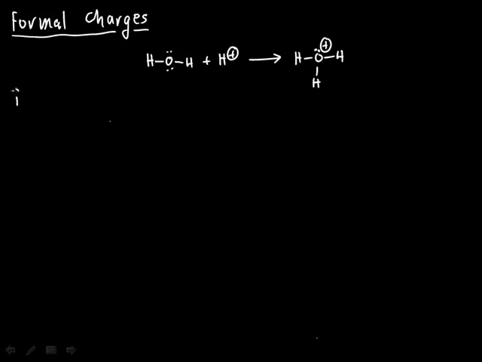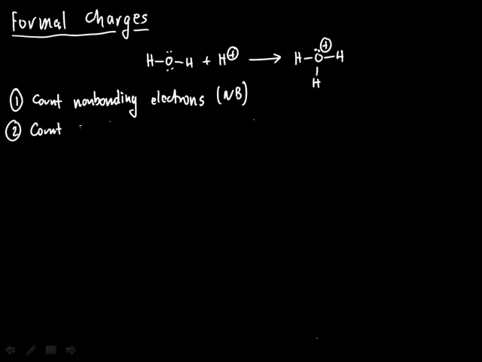And the first thing that we do is count non-bonding electrons on a given atom. And we'll label this number as NB. The second thing that we'll proceed to do is count 1/2 of bonding electrons. And we will label this number as B/2.